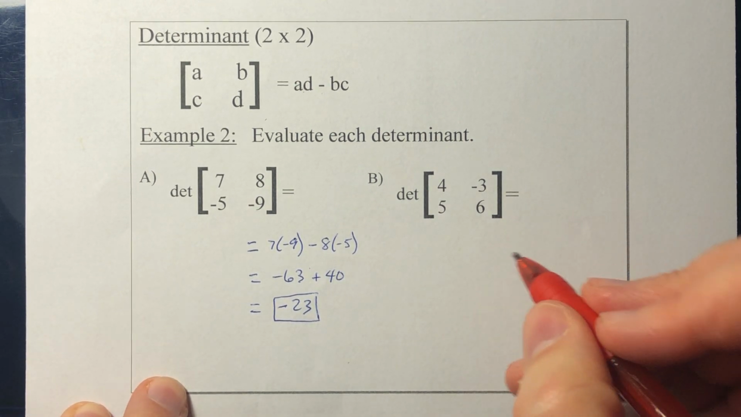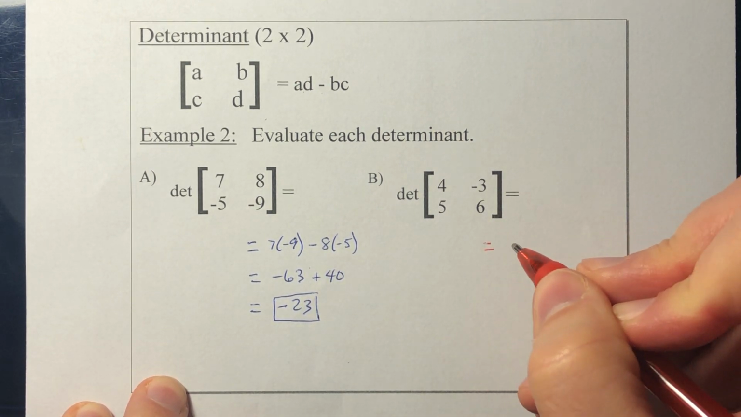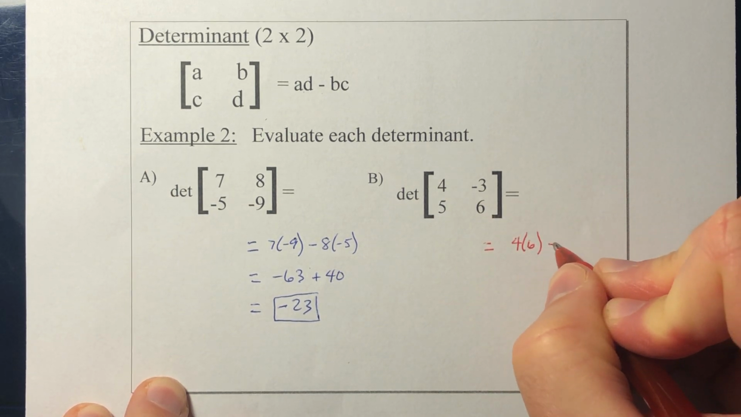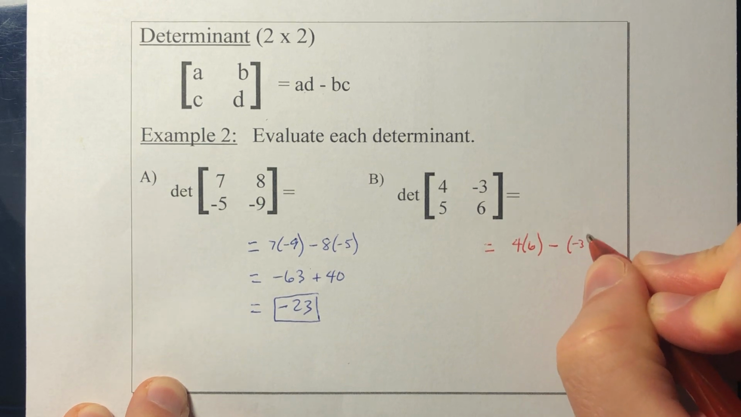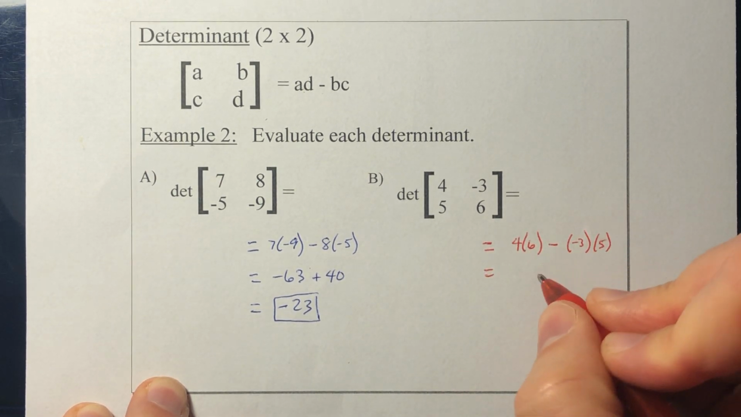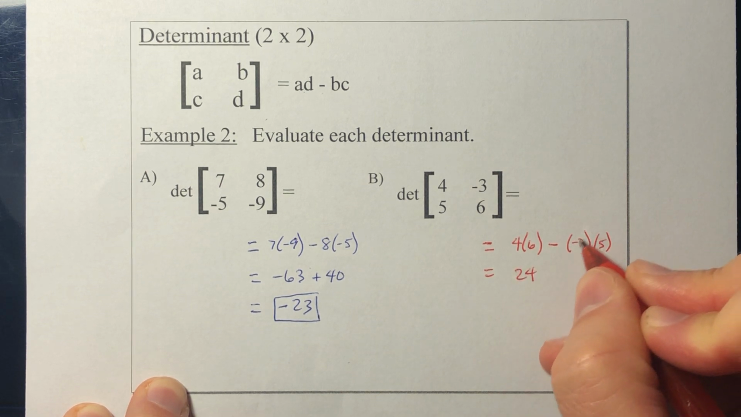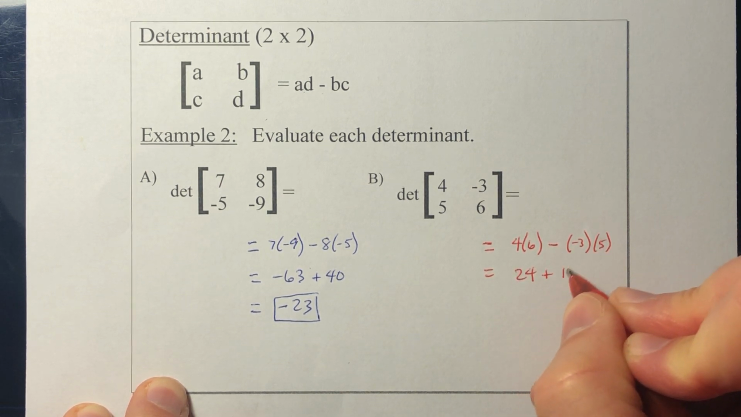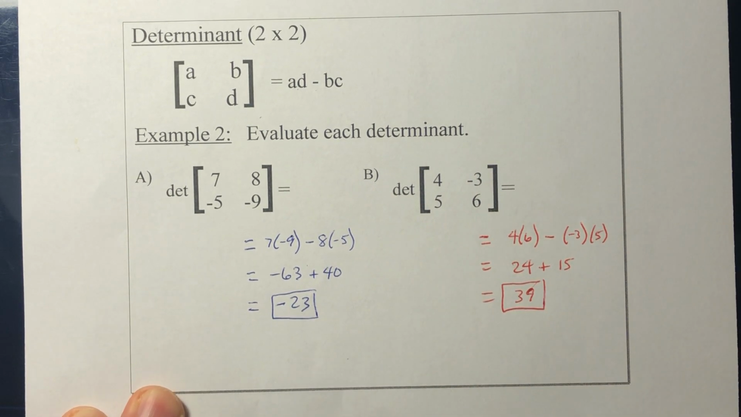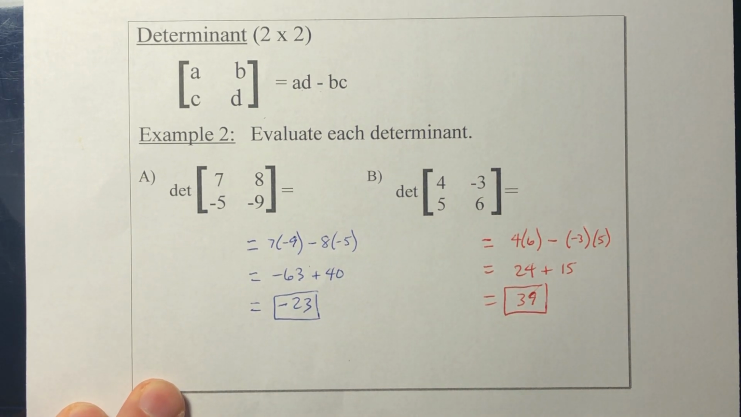So we're going to do the same thing here. Find a determinant. So 4 times 6 minus -3 times 5. If we clean this up, we get 24 there. This is going to be -15 with that minus, makes it plus 15. So we end up with 39. So that would be your determinant of that particular matrix.